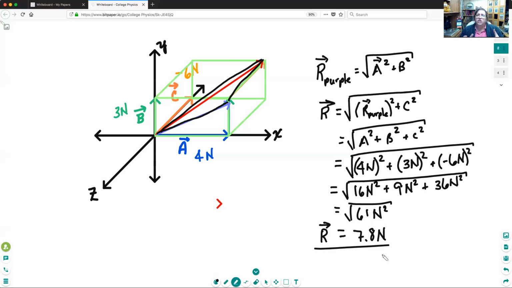Okay, so I hope that helps you out a little bit. And the next time you have to find the length of a vector, you don't panic about it. It's really not going to be that big of an issue.